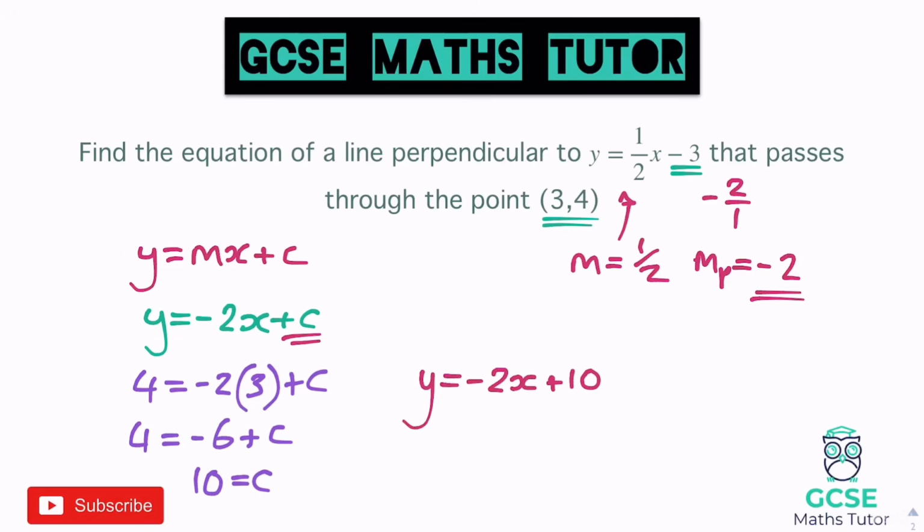And obviously you could write that in a different way as well. You could write 10 minus 2x and swap them round, but that's absolutely fine just to leave your answer like that. So y equals -2x plus 10. Let's have a look at another one.